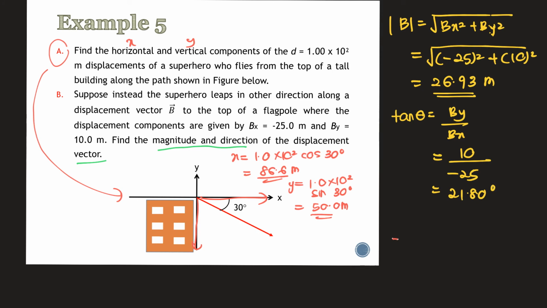And the last one, yes, very good, you need to draw. Based on the information given to you, Bx is negative, so which direction? Yes, it's going to be in this direction. And your By is positive, so it's going to be in this direction. So your final answer, your resultant, will be here.